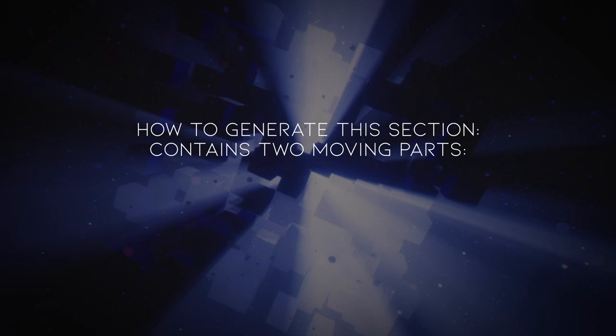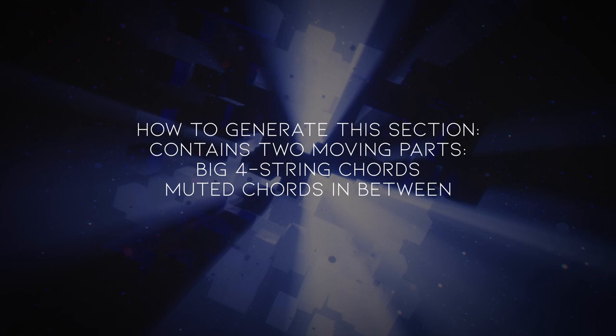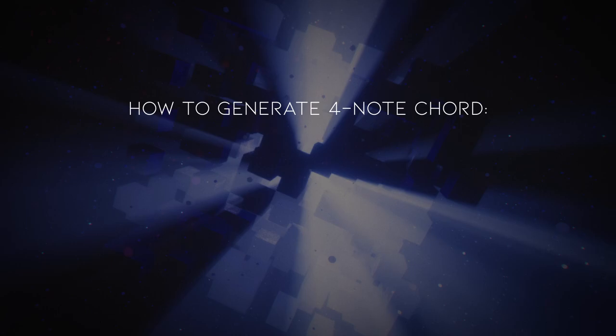So this is a really simple algorithm, really. It essentially only contains two moving parts, big open note 4-string chords and muted notes in between them. So the first thing I do is to randomize a few chords. The process for this is really simple.